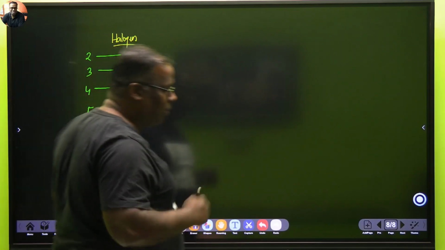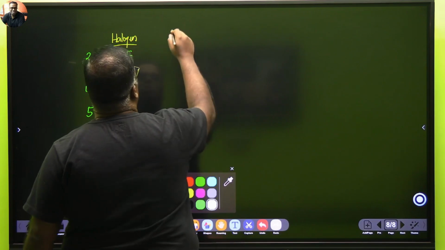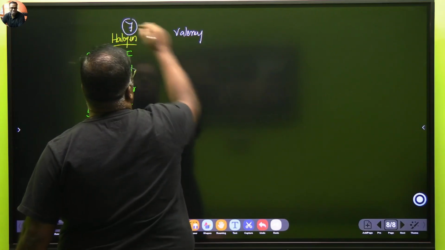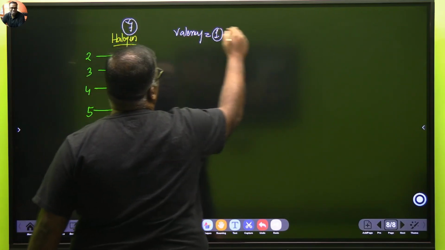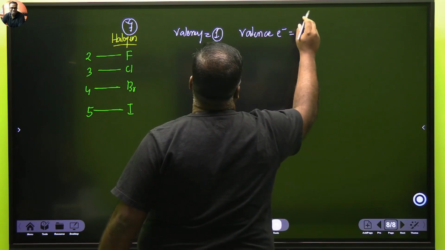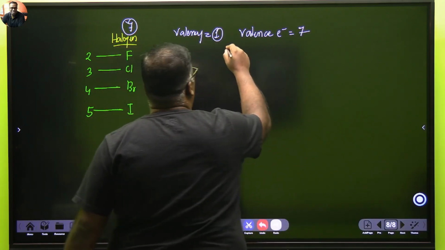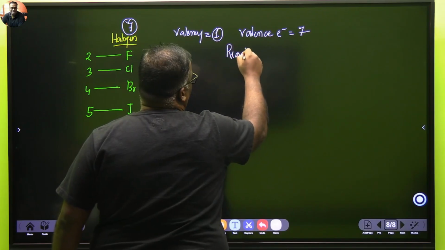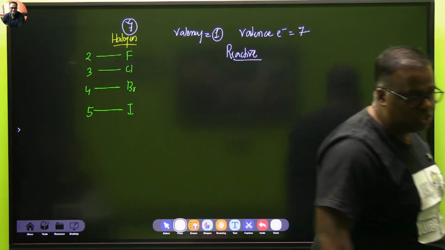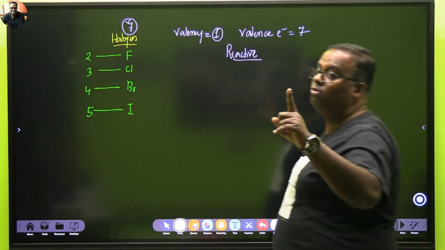Okay. Let's talk about the valencies now. We are at group number 7. So our valency is again 1, but our valence electron is equal to what? Beta, what? 7. They are very reactive. Now come and answer me the same question. What is the property that makes you understand reactivity? Valency. Valency for one electron.